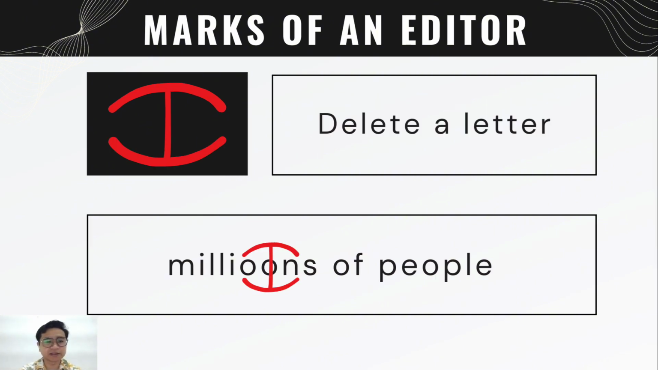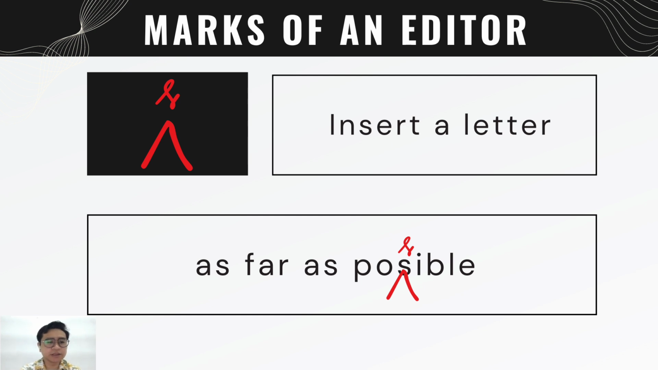Next up is delete a letter. When writers have typographical errors, such as mistakenly adding a letter, for example, having an extra letter for the word million, we can mark the mistakenly added letters. In relation, here's the mark for inserting a letter. For this example, "as far as possible," the writer misspelled the word possible by lacking the letter S.